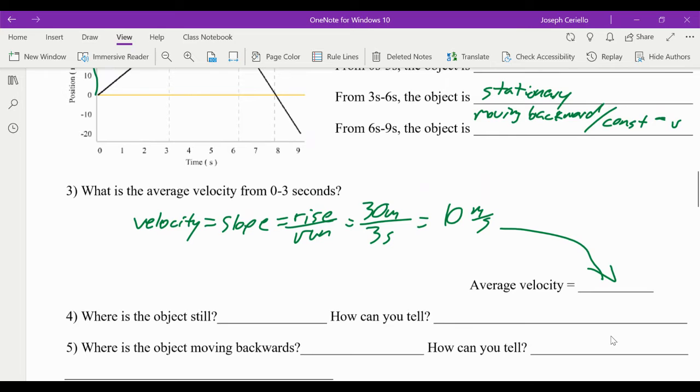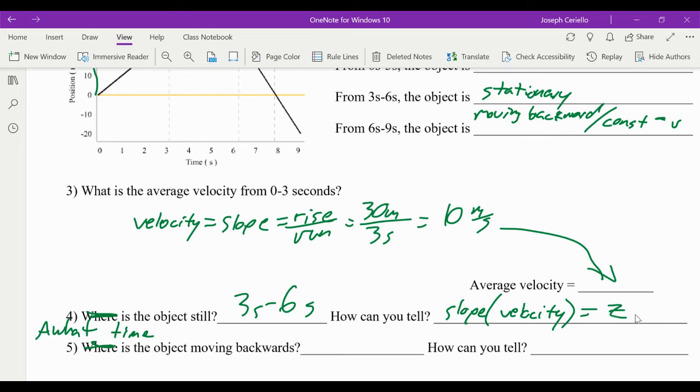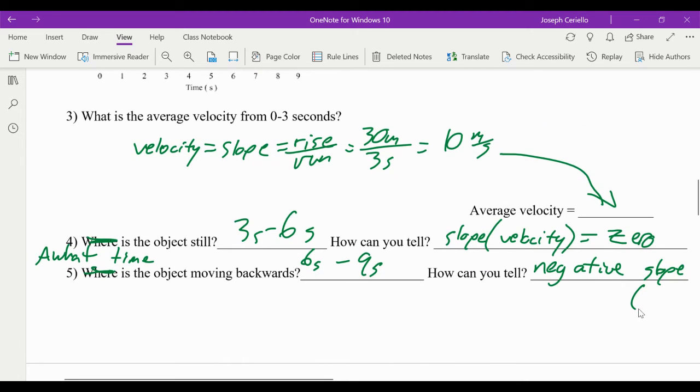Where is the object still? I mean that more in the sense of time. So these two should be at what time? We already said that's from 3 seconds to 6 seconds because the slope is 0. How can you tell? Slope, i.e. velocity, equals 0. Where is the object moving backward? We already said from 6 seconds to 9 seconds. How can you tell? Negative slope, which is velocity, so negative velocity.